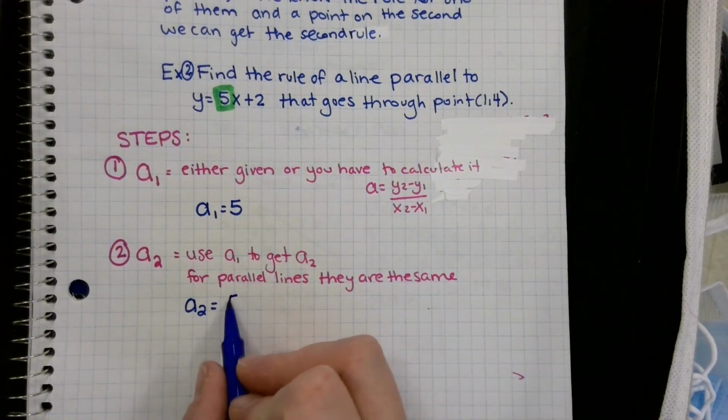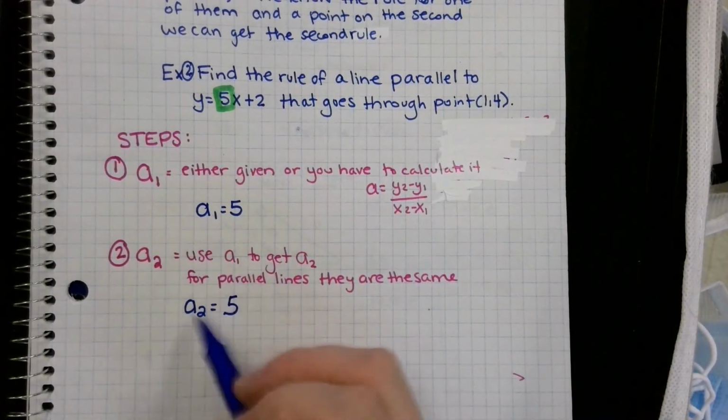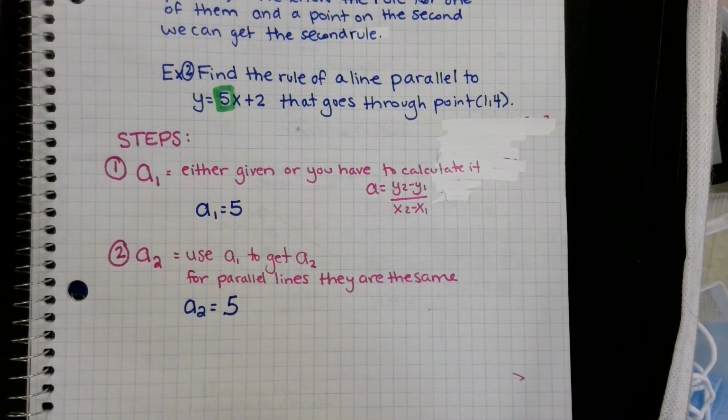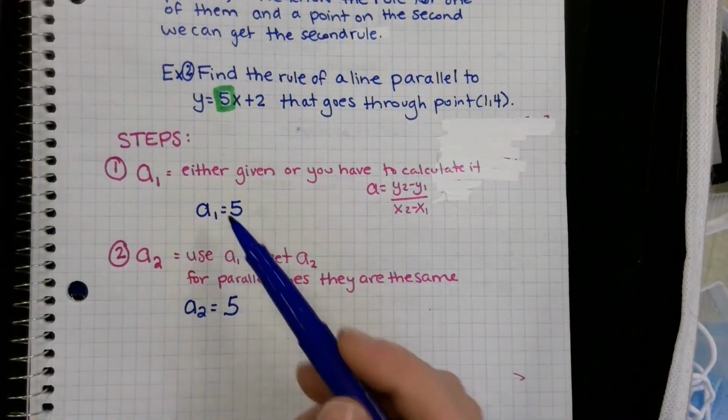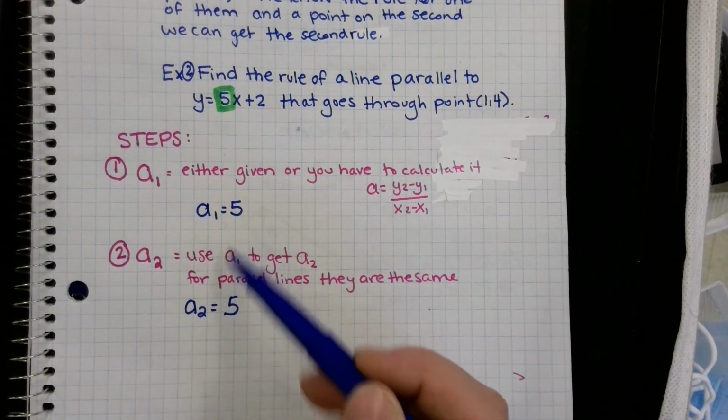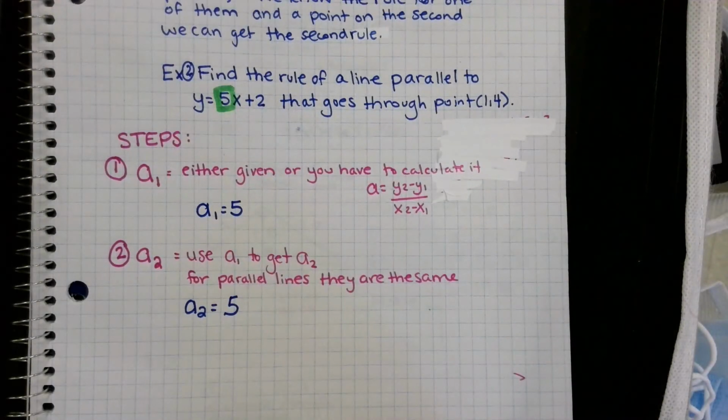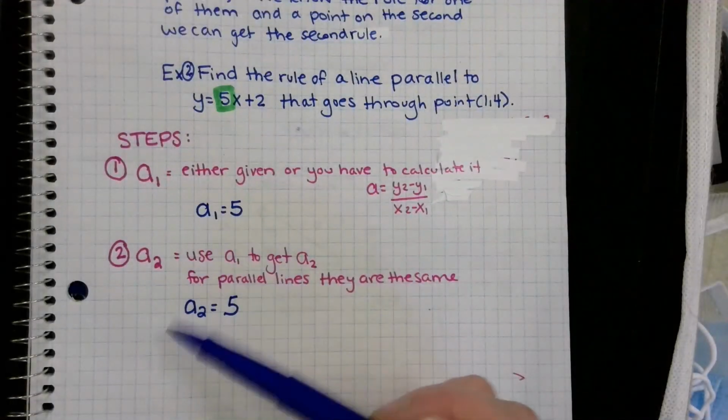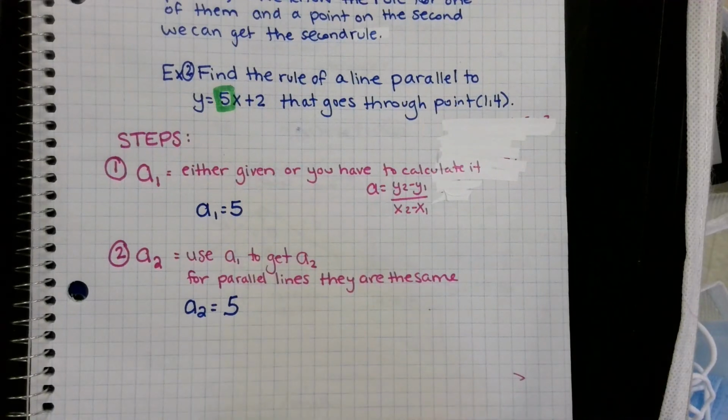5. Perfect. So if you did this on a test or a quiz, if this is a 10-mark question, you actually would get 4 marks. You get 4 marks because you're telling me you understand parallel lines have the same A value. So A1 equals 5, A2 equals 5. Perfect. They're parallel. They're the same.